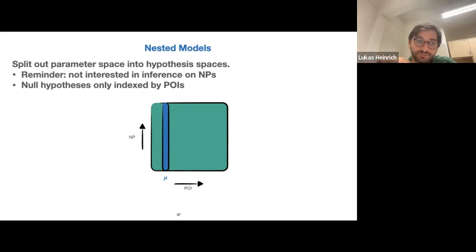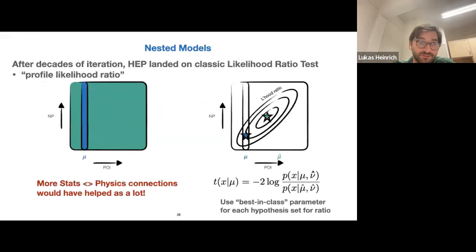So we basically have composite hypotheses and specifically nested ones, where the null hypothesis is a subset of the parameters that are possible for the full parameter space, and these null hypotheses are indexed only by the parameters of interest. And so if we have the space of parameters of interest and nuisance parameters, we have a slice for a specific set of parameters of interest that we specify as the null hypothesis, and this is how we want to do inference.